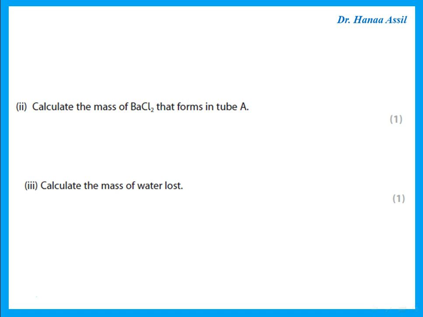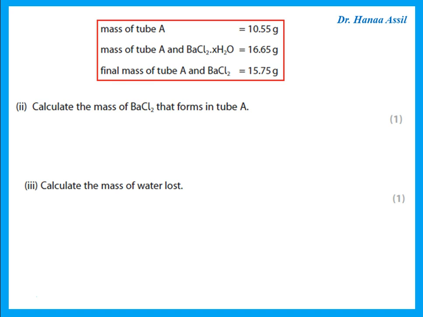Calculate the mass of barium chloride that forms in the tube. So this is the results that he has. Calculate the mass of barium chloride alone that forms in tube A. How do I get the mass of the anhydrous, the one without the water? That would be that final reading minus the mass of tube alone, because he has mass of tube A plus BaCl2 and mass of tube A alone. So to get BaCl2, it's the subtraction of the two.